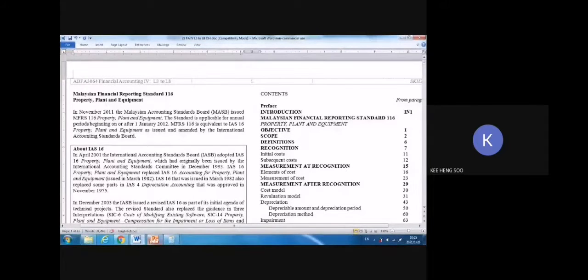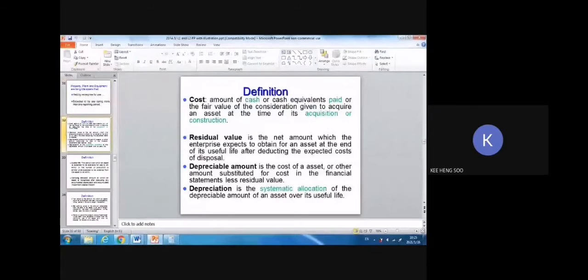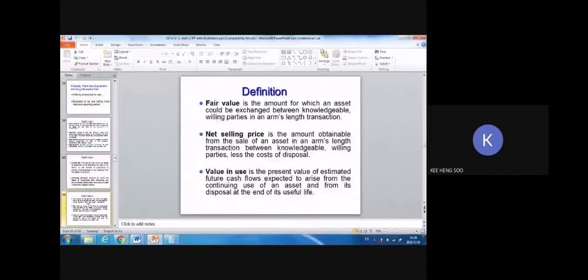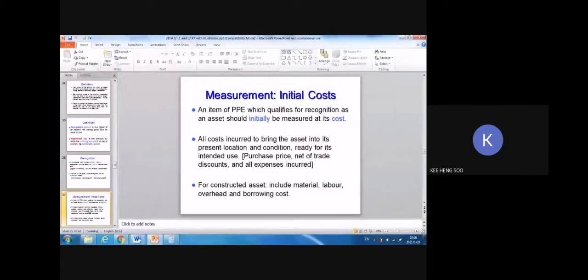If you look at the topics here, property, plant, equipment, you can see the first line is on the definition. Can you see that? Followed by recognition. Recognition is very important. Just now you watched a video clip, they tell you definition and recognition. Then after recognition will be the measurement.